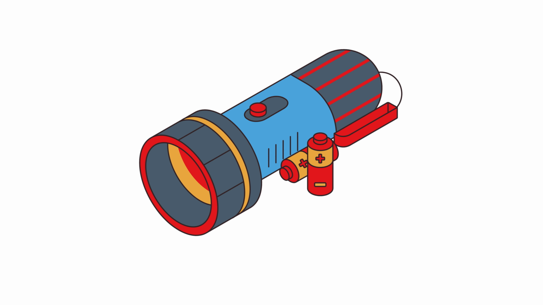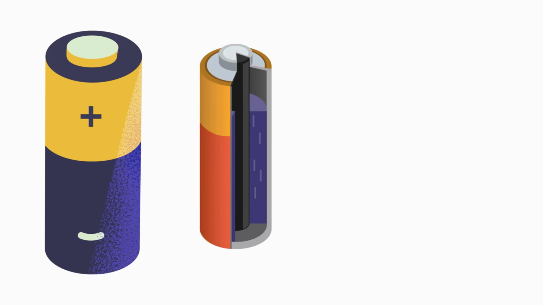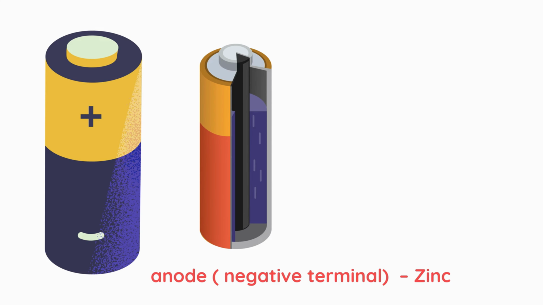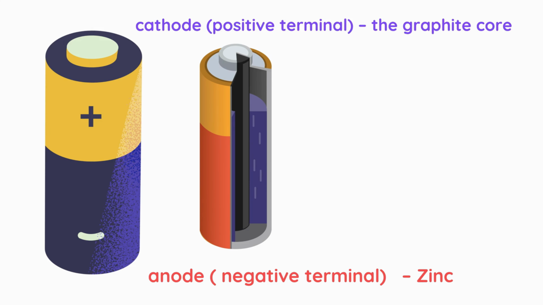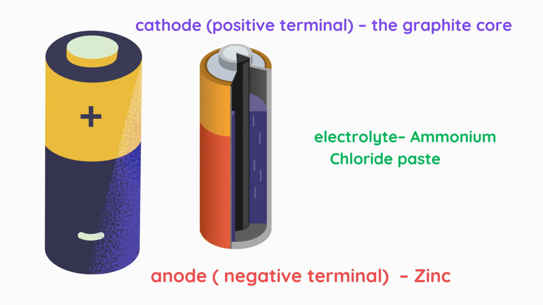Well, a dry cell is a common type of battery used in a torch. It basically converts stored chemical energy into electrical energy. So let's get a brief idea about what a dry cell or a battery is. In most basic terms, a battery or dry cell is made up of three components: an anode, the negative terminal, for example zinc; a cathode, the positive terminal, for example the graphite core; and the electrolyte, the chemical ammonium chloride paste inside the battery.